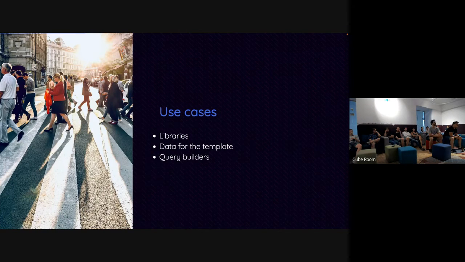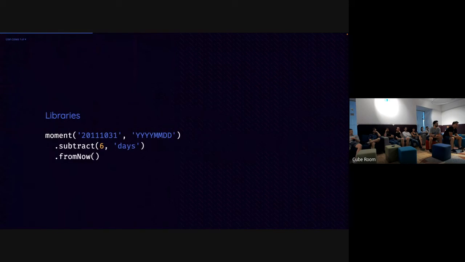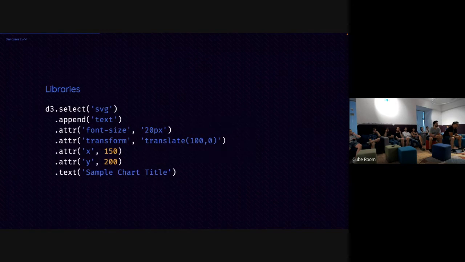So we go through the use cases that you have. You might have used this one, Moment.js. It's just a simple library. It's great, and it types easily. Here you have another example, D3 for statistics or in infographic things.